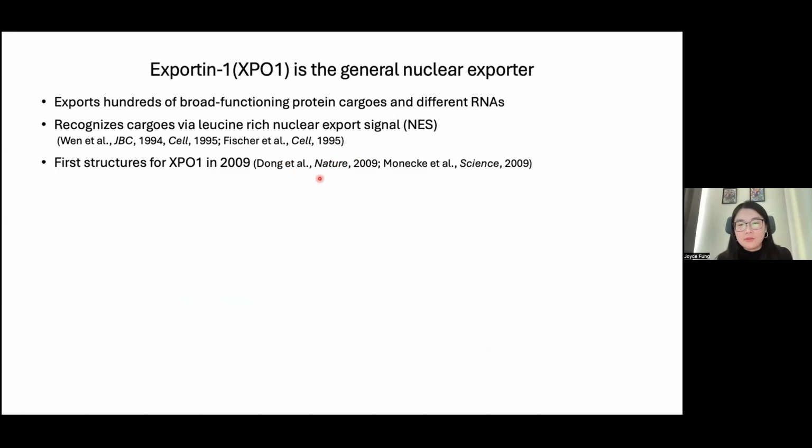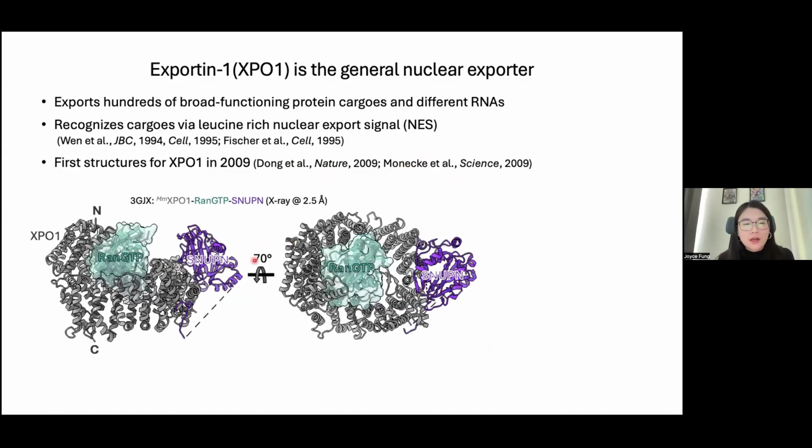Dong et al. is from Yuh Min's lab, and Monecke et al. is from the Görlich and Ficner labs. I'm showing you here the structure from the Monecke et al. paper, where this is a mouse Expo1 bound to RAN GTP and Snurportin, which is a cargo.